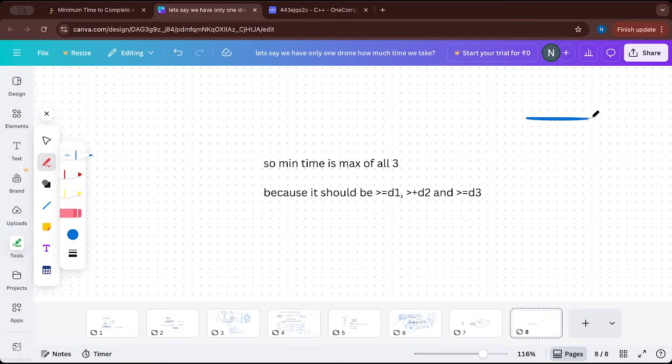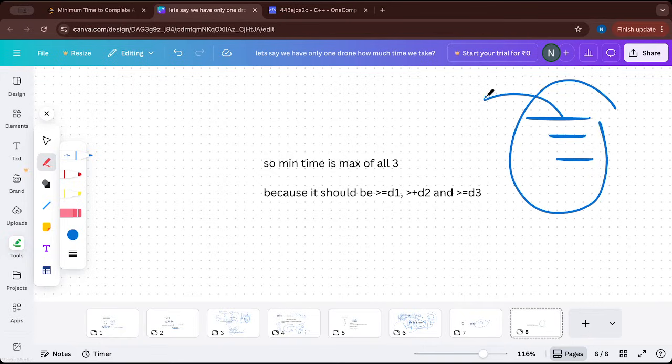So now we got 3 different answers, and what will be the final answer? It is the maximum of all 3. Why the maximum of all 3? Because the D1 time, what is the D1 time? It is at least the minimum time for drone 1 to complete its deliveries, right? And D2, what is D2? It is at least the minimum time for drone 2 to deliver all its deliveries. And coming to D3, what is that? It is the least time to deliver both combinedly when we are using LCM, right?